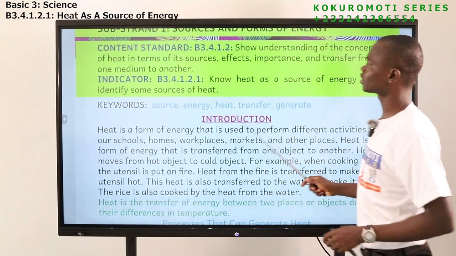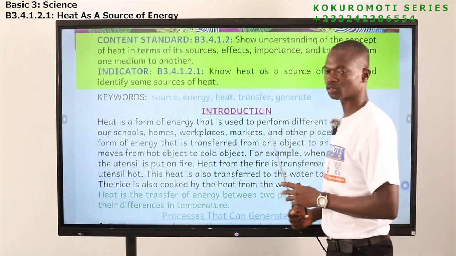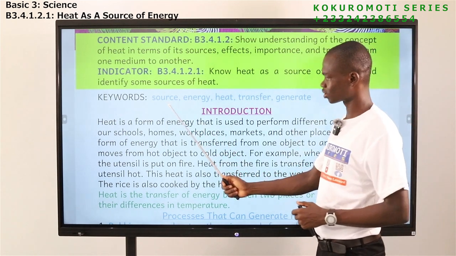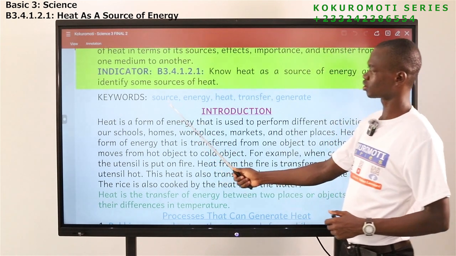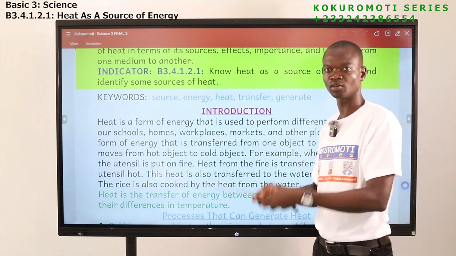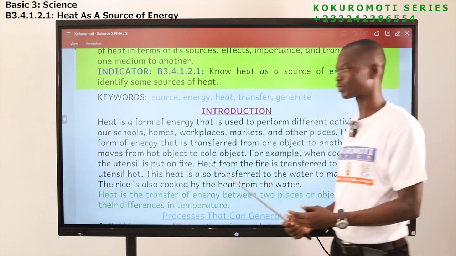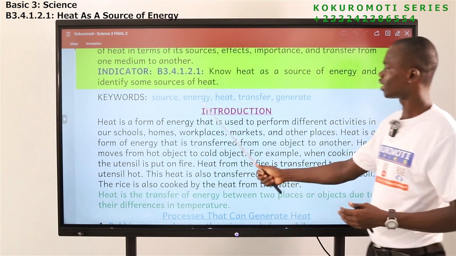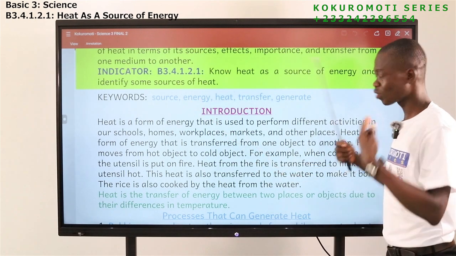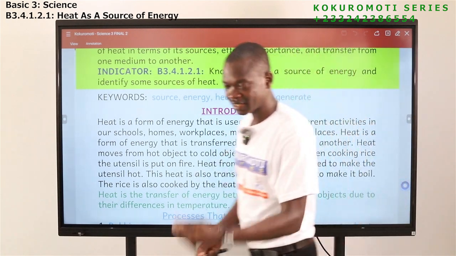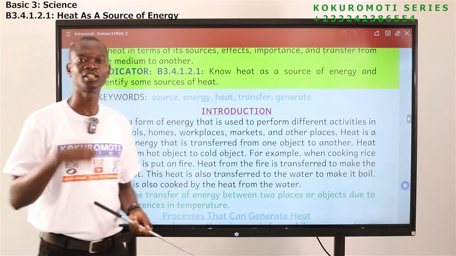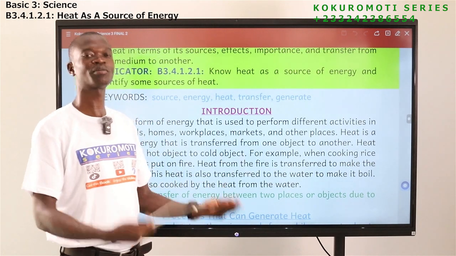Now, these are some of the key words that we are going to see in the lesson or in the textbook. The first one is source. Source is where something comes from or where we get something. Energy. What is energy? Energy is the ability to do work. So you can work or you can perform a task if you have energy. If you don't have energy, you can't perform a task.